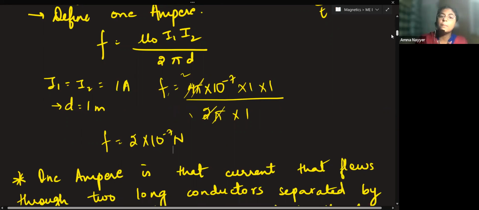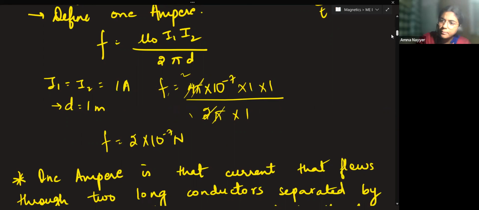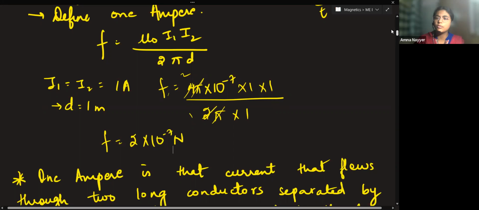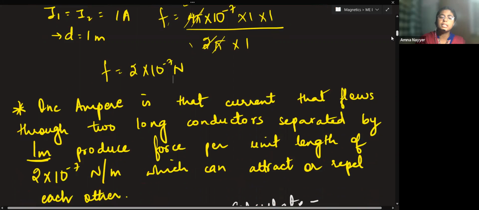When are we able to obtain this 2 into 10 to the power minus 7? When you put the separation between the wires as 1 meter and the current flowing in the wire as 1 ampere, only then are you able to obtain this force formula, 2 into 10 to the power minus 7 Newton. So when it comes to defining 1 ampere, you can directly write down that it's the current that flows through two long conductors which are separated by 1 meter and carry currents of 1 unit ampere, and they produce a force of 2 into 10 to the power minus 7 Newton.